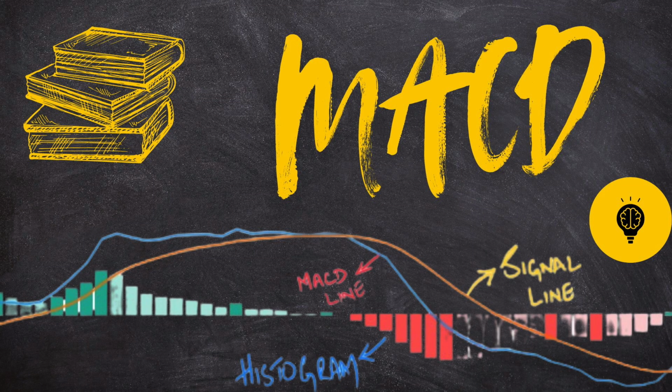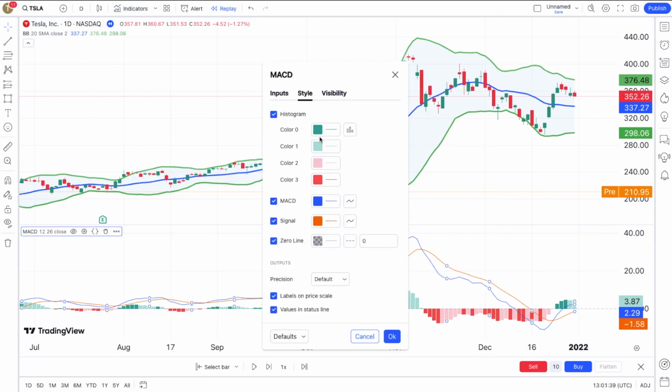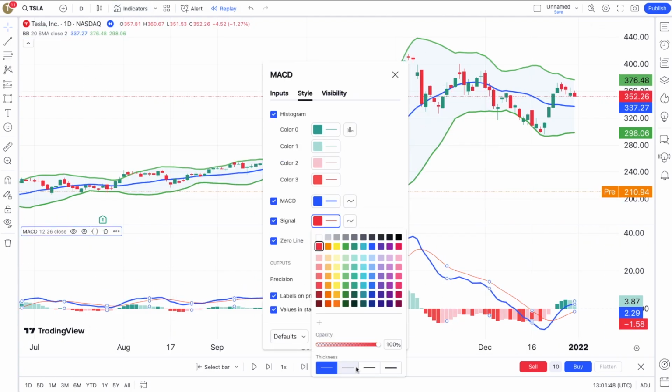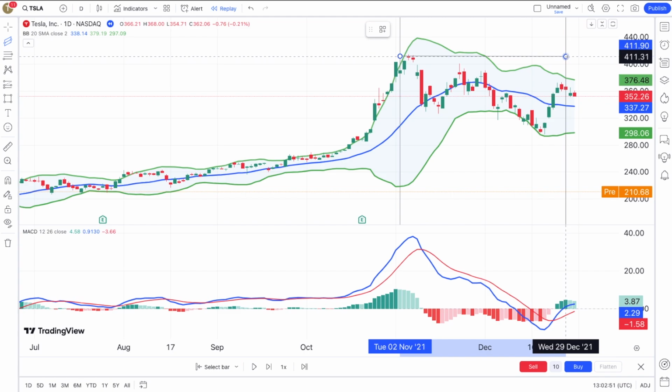Now let's add our second indicator, which is the MACD indicator, and similarly I will also adjust the visual settings because it's really important that we can easily identify the trends. Okay, so now we are all set to go. Now let's begin by understanding how the price stands.